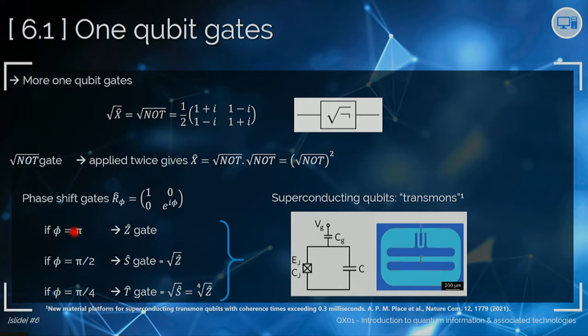So in particular, when phi is pi, then we obtain the Z gate. When phi is pi over 2, then we obtain the square root of Z, which we call the S gate. And when phi is pi over 4, then we have the T gate, which is the fourth root of Z.